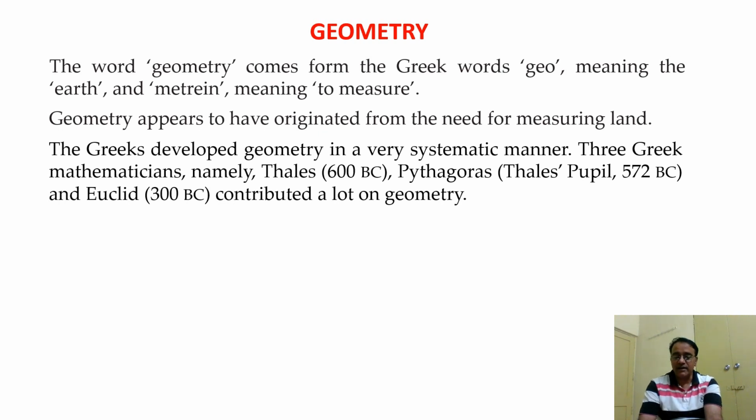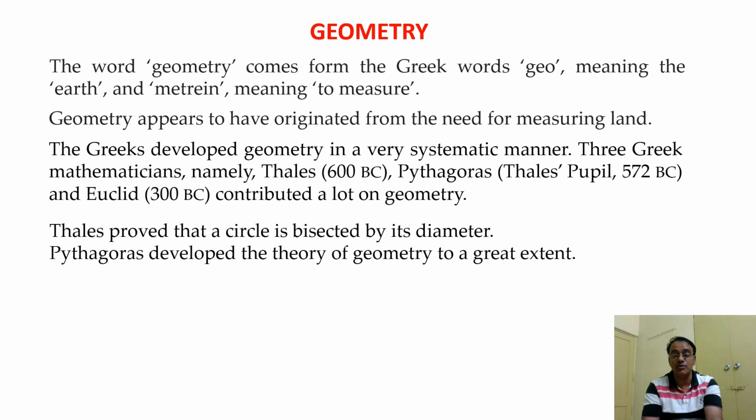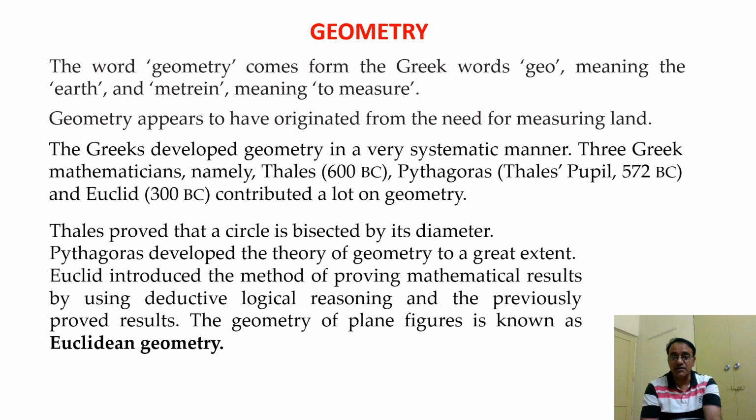Now the next is Thales proved that a circle is bisected by its diameter. Thales is credited with giving the first known proof, and this is the first known proof. And Pythagoras developed the theory of geometry to a great extent, and Euclid introduced the method of proving mathematical results by using deductive logical reasoning and the previously proved results. The geometry of plane figures is known as Euclidean geometry.